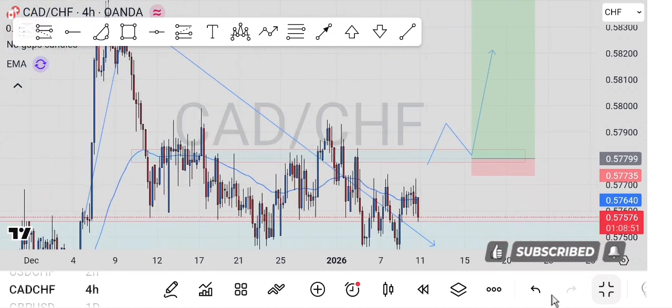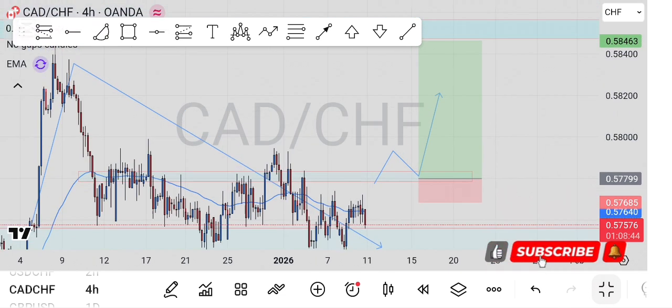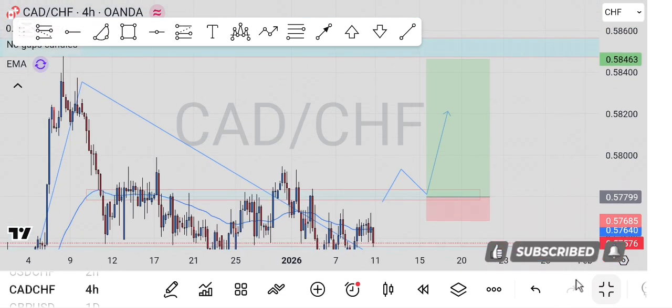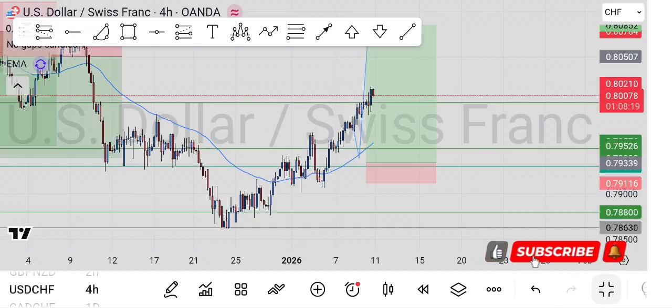You see the very decent 1:10 or 1:5, sorry. It depends on where my SL is though. So this CAD CHF is also among my top pairs that I'll be looking out to trade next week. But I'll just be looking for just 2 pairs to trade next week, strictly on rules, and I just want to see if I will make my profit back.